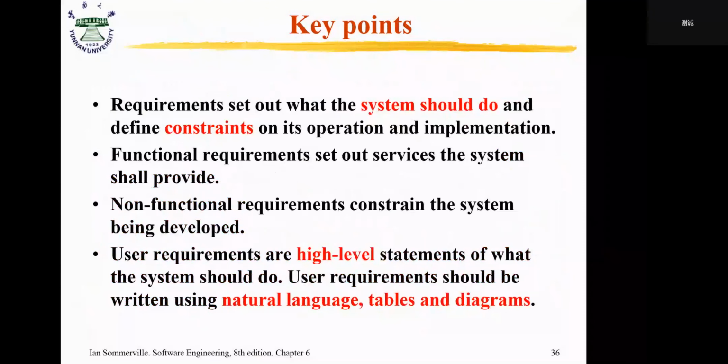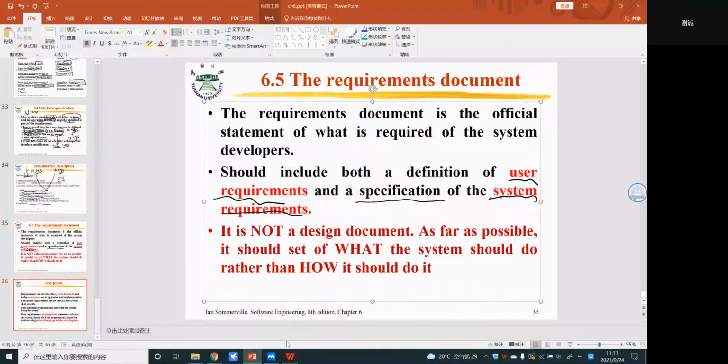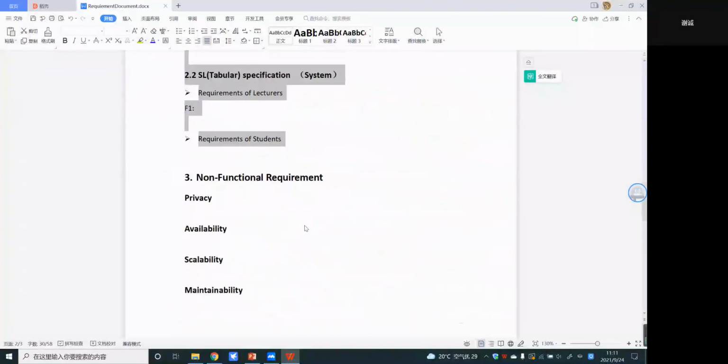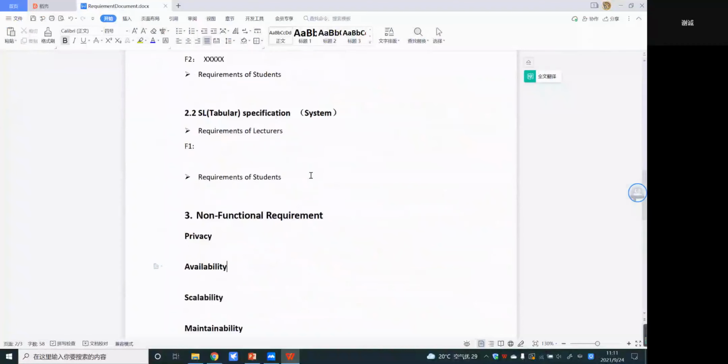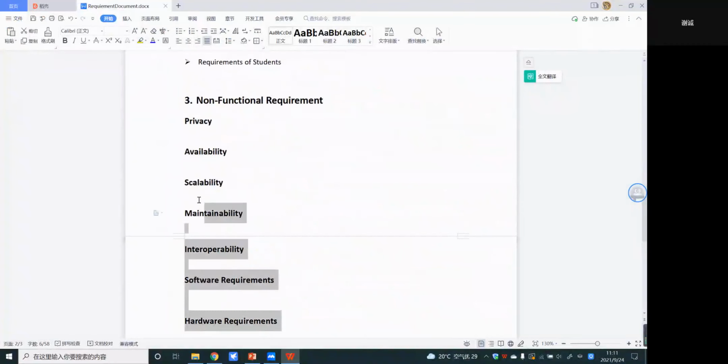Okay, then at the end of this chapter, the requirement documentation, let's review the key points. First, requirements set out what the system should do and define the constraints. What does constraint mean? Everyone look here. I already gave it to you. What's the constraint? Here. These are one kind of constraint.